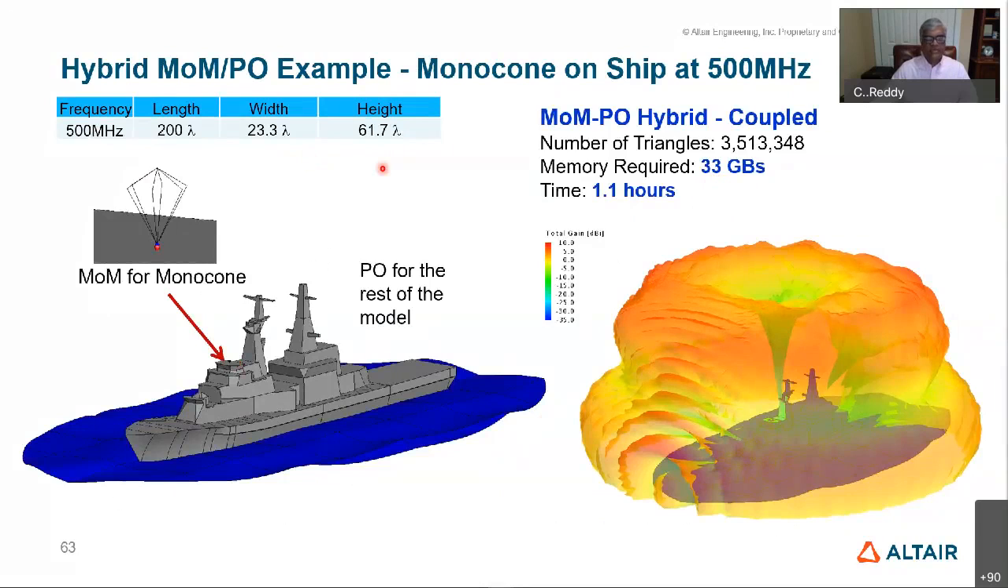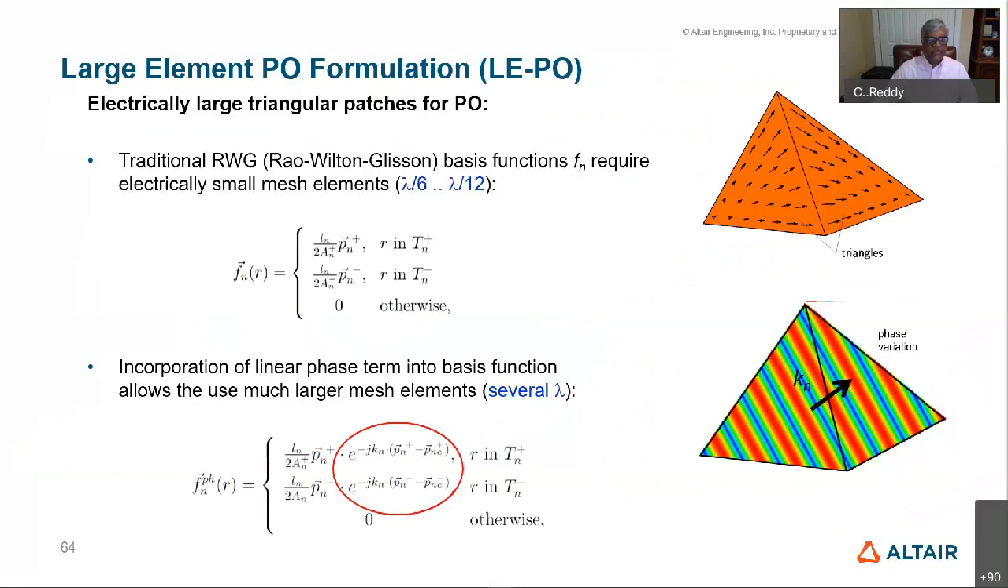It's a large problem actually, maybe 3.5 million triangles. You could solve it in 33 gigabytes and 1.1 hours. Of course, the reason I'm showing it is because I'll show you next our extension of this physical optics to what we call large element physical optics. This is done when you have a smooth surface or a flat surface where you can have electrically larger triangles, rather than lambda by 10, the one I was showing you earlier, and still be able to solve with physical optics by incorporating a phase term into the basis functions that are being used.